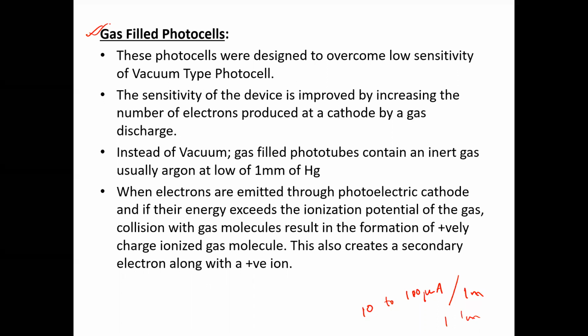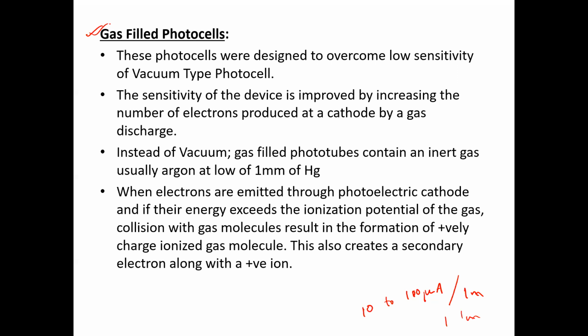So if the emitted electron's kinetic energy is more than the ionization potential of that particular gas, then the molecules of that particular gas will separate into positively charged ions and negatively charged electrons. So each emitted electron from the cathode terminal in this process will generate further electrons by ionizing the gas which is present inside the chamber.